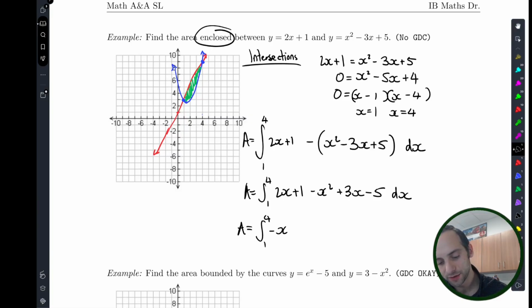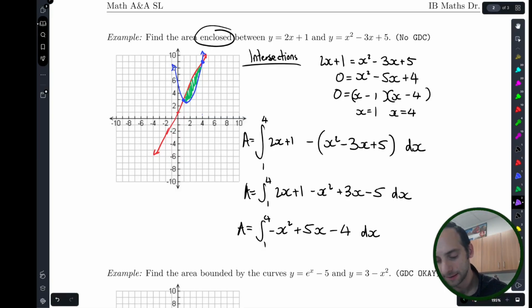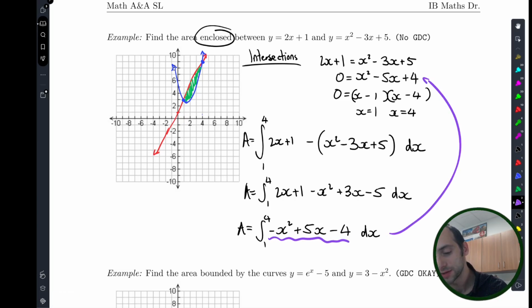Okay? So if you combine this, you should end up with negative x squared plus 5x minus 4 dx. And this parabola should look a little bit familiar. It looks very similar to the one we got when we were solving for the intersections. The only difference is it's the negative version of that. Now, why is that?